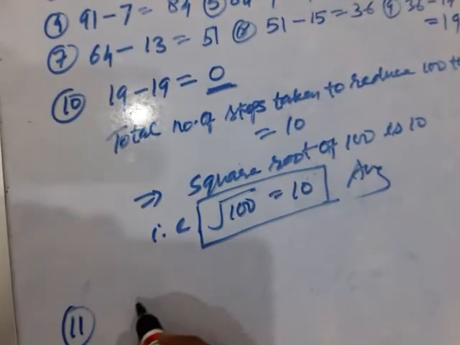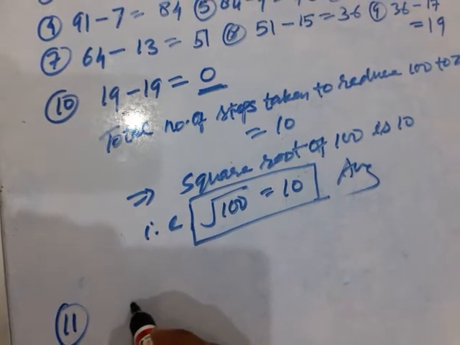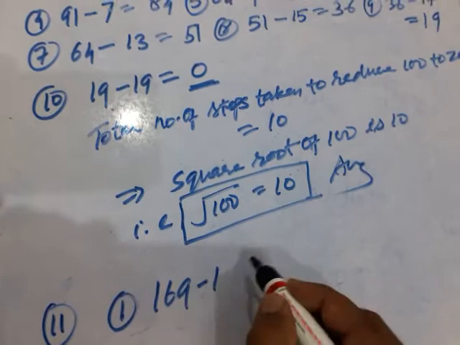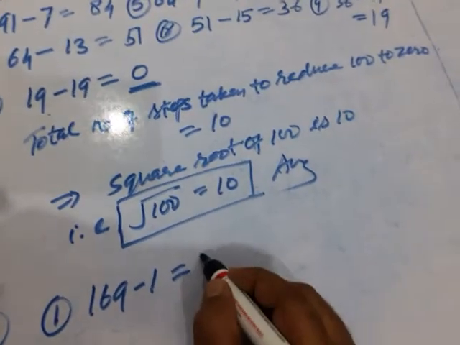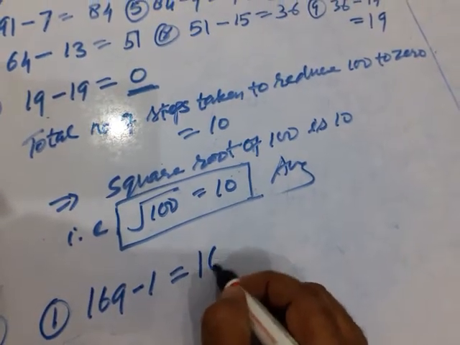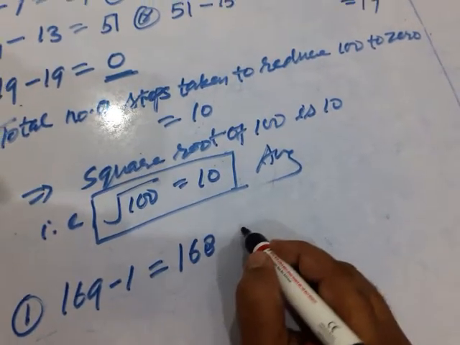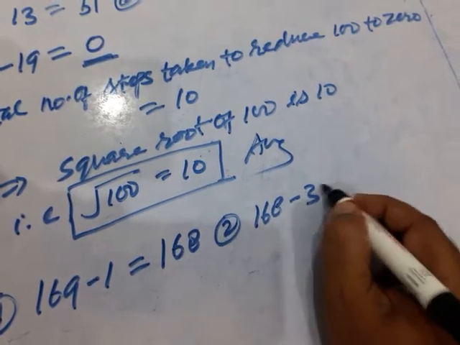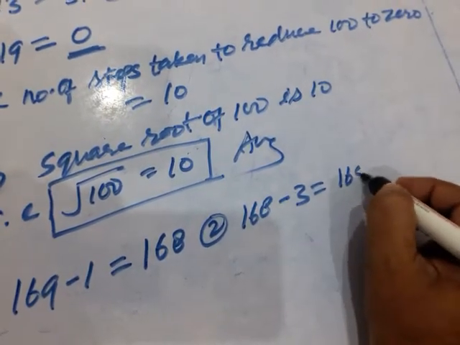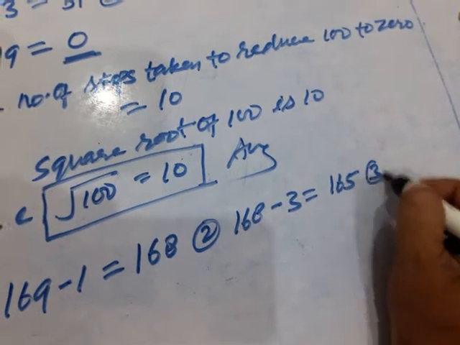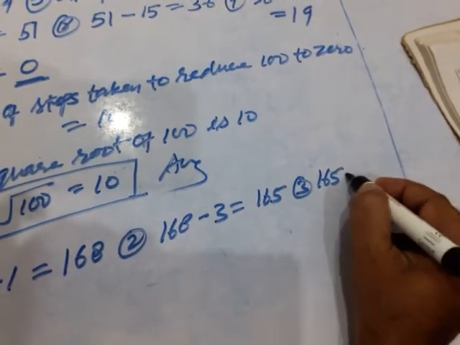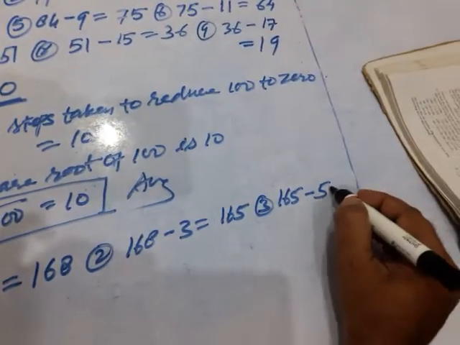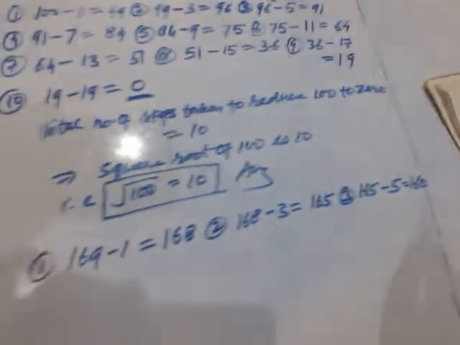For 169, starting with odd number 1, the first step is 169 minus 1, which equals 168. Clear? The second step is 168 minus 3, that is 165. The third step is 165 minus the next odd number, 5, which equals 160. Okay, children.